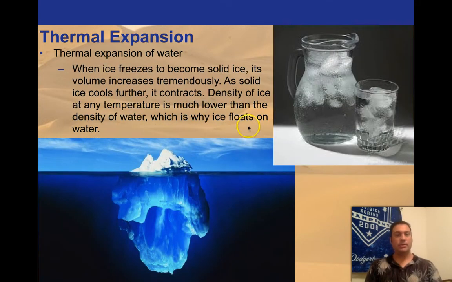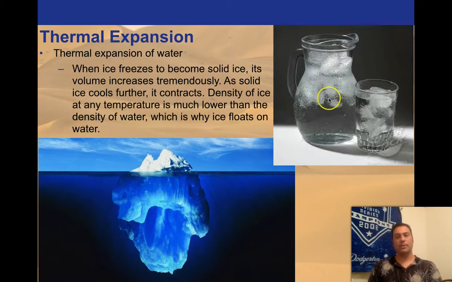All right, so let's go ahead and reiterate this. When water freezes to become solid ice, its volume increases tremendously. So this is going the opposite direction. As solid ice cools further, it contracts. The density of ice at any temperature is much lower than the density of water, which is why ice floats on water. And so here we see this exhibited perfectly.